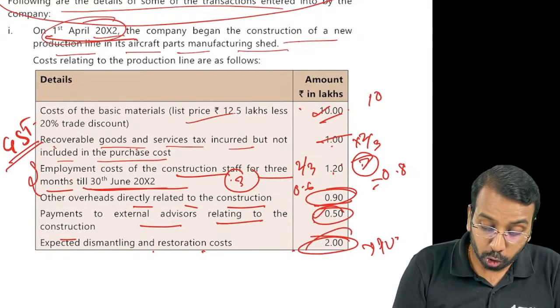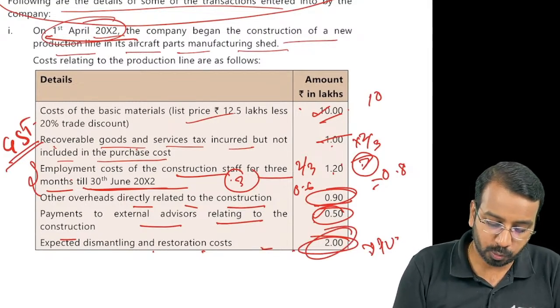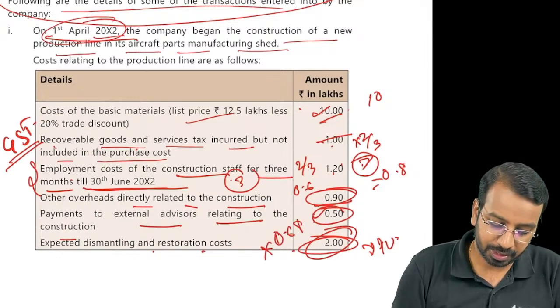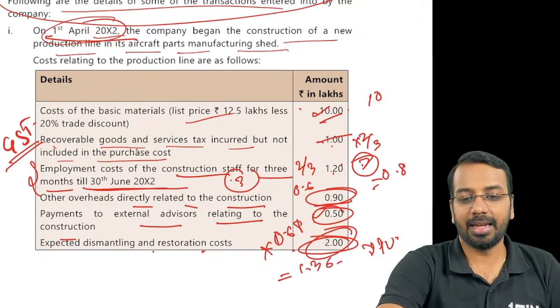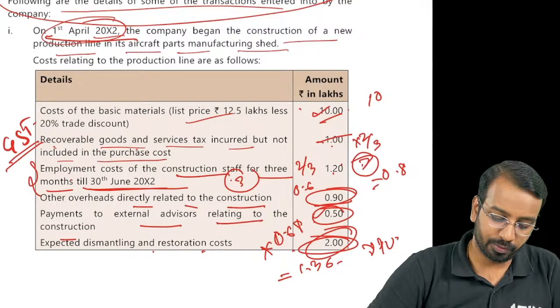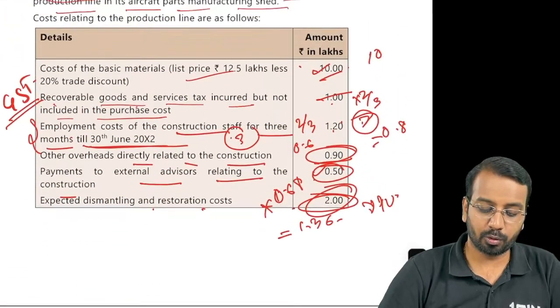And 2 we will not consider. Present value is what? Into 0.68. That is 1.36 m plus. And you can do memory recall. The answer, whatever you get, that answer will be the amount to be capitalized.